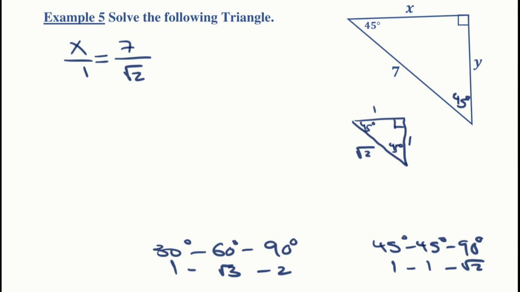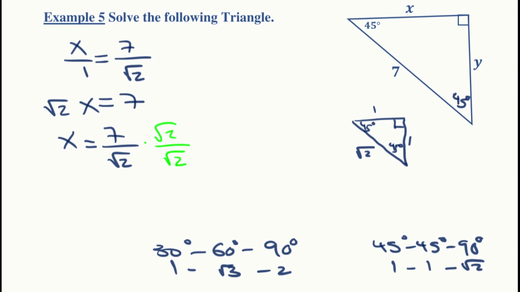Now I just need to solve that for x. So if we cross multiply, we get square root of 2 times x equals 7. So we get x equals 7 over square root of 2. If we rationalize by multiplying top and bottom by square root of 2, which we should always do, we always want to give our answers in rationalized format. So we end up with 7 square root of 2 over 2.